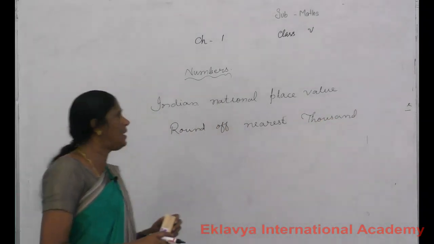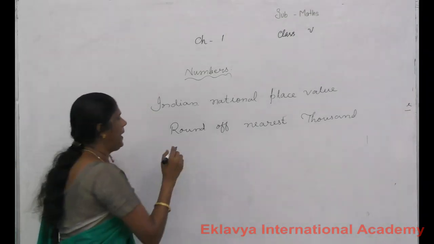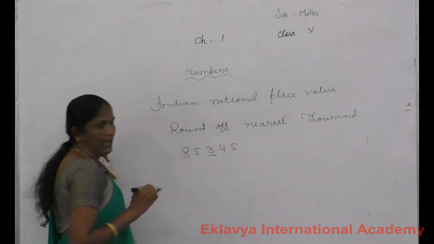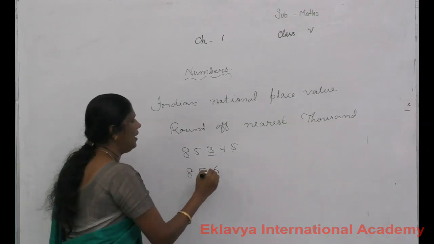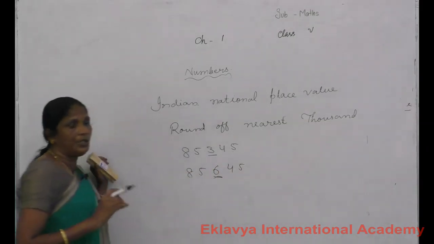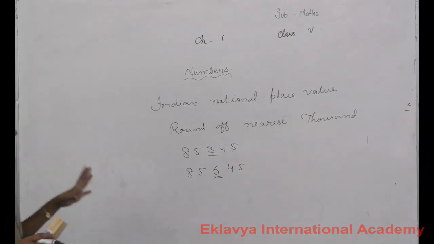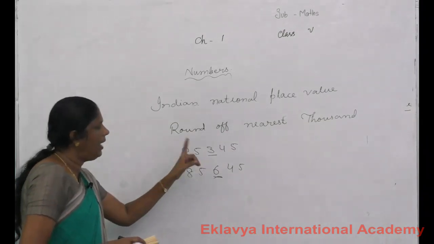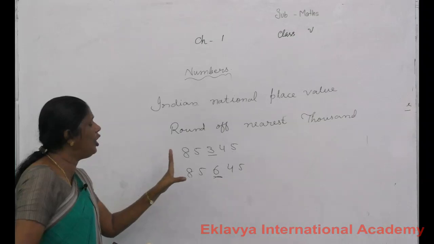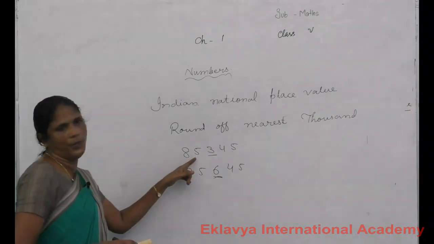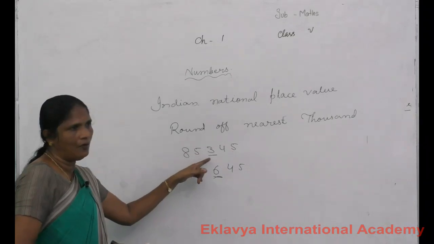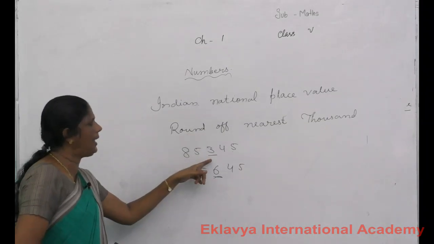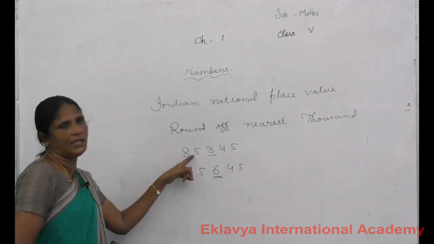We round off to the nearest 1000. Which place do we look at? The 100 place. 0, 1, 2, 3, 4 come in the 100 place, there is no change in the 1000 place.